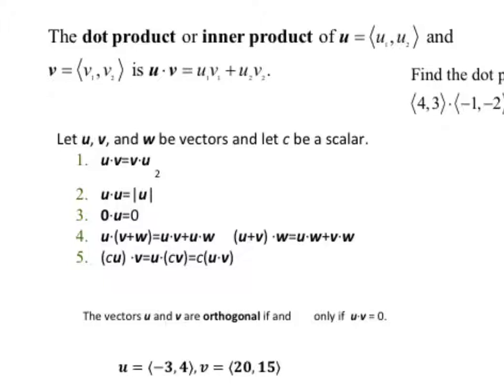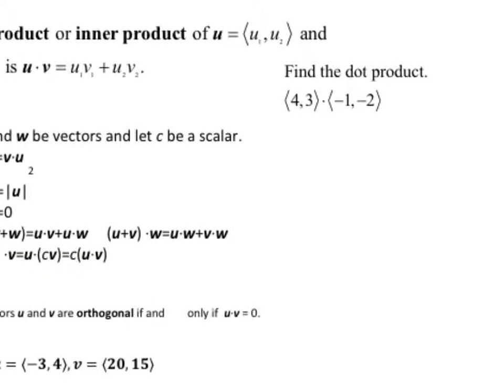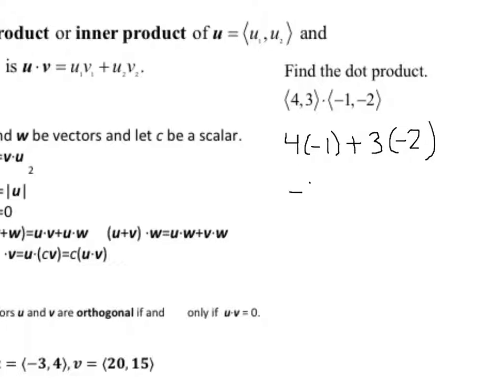So let's find the dot product. u1 times v1 plus u2 times v2. Negative 4 plus negative 6 is negative 10. There we go. Okay? So let's look at some other properties here.